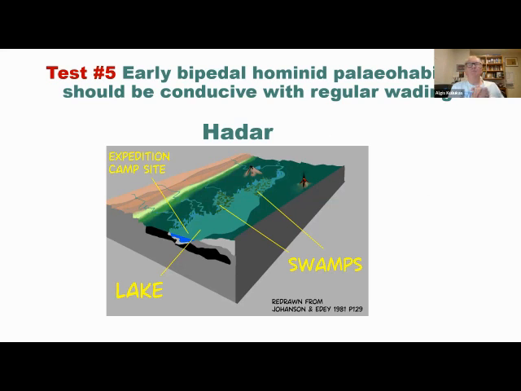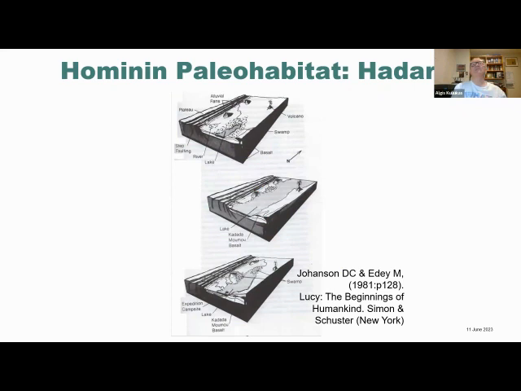So the fifth one then is the habitats, the paleo habitats. Basically, if this wading hypothesis were true, all of the paleo habitats of the earliest hominid bipeds should be conducive with wading. And if you look at the Hadar habitat, this image was taken from Donya Hansen's book, Hansen and Edie, it basically was a wetland for a million years. The Lucy habitat was a wetland for a million years. It was found with crocodiles, turtles, and so on.